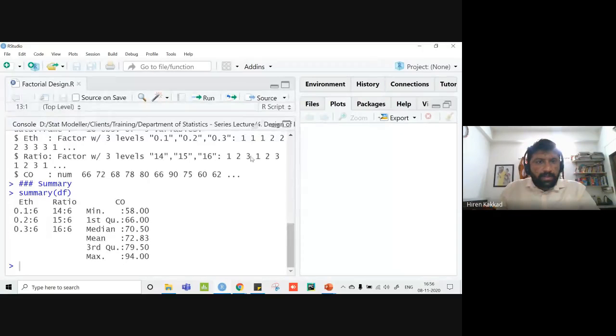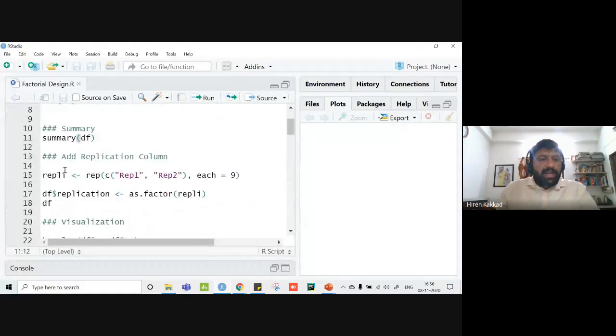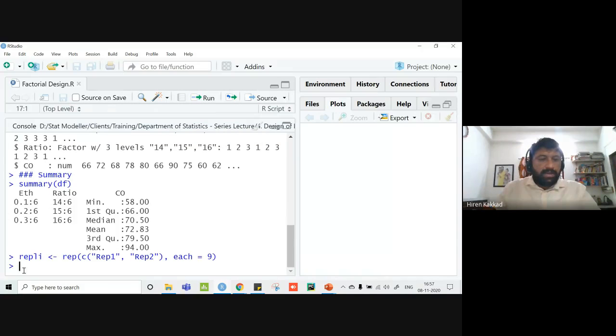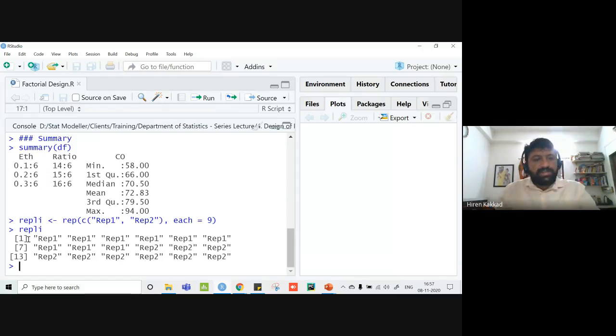Now I would like to add this one column. I am using the rep formula. REP, replicate, is an inbuilt function of R, and I'm generating rep 1 and rep 2 each 9 times, because in one replication 9 experiments are there. So I have done that. Now if I type repli, then what should it contain? It should contain rep 1 nine times and rep 2 nine times.